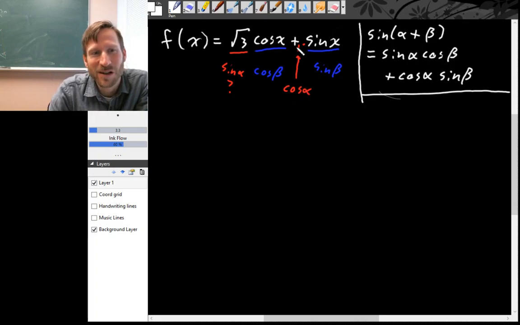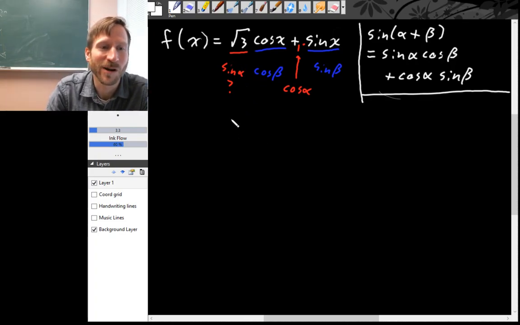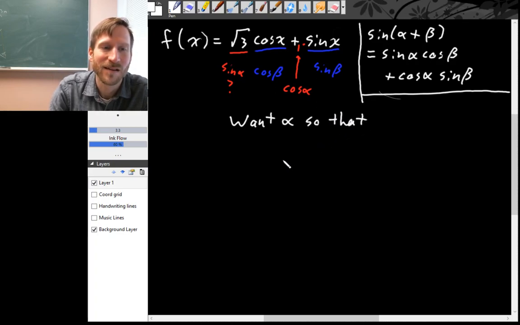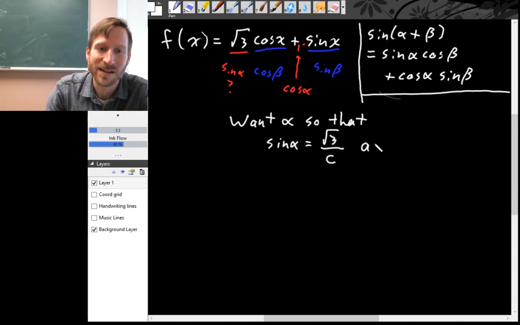You might think, well, if we have a 1 over here for cosine of alpha, maybe we should just choose alpha to be 0, because cosine of 0 is 1. But if alpha is 0, sine of 0 is not the square root of 3. So what we're really looking for is we want to pick an angle alpha so that sine of alpha is the square root of 3 over something. We don't know what to put down here yet, but let's call it c. And so that cosine of alpha is 1 over that same thing.